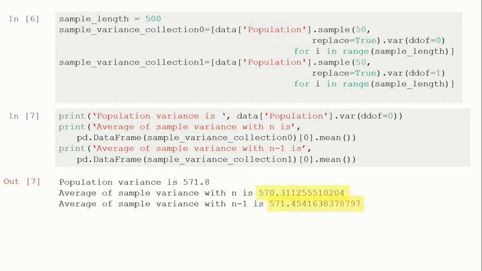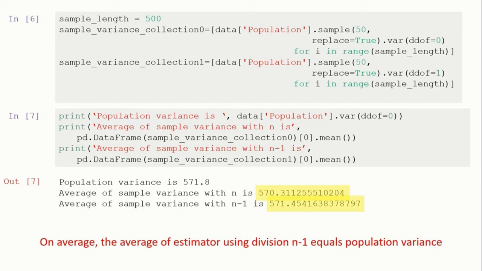571.8. As you can see, the average of sample variances using n-1 is closer to population variance than using n. The average of sample variance using n as denominator is always smaller than population variance, with some mathematical reasons. n-1 in fact is called degrees of freedom for sample variance.